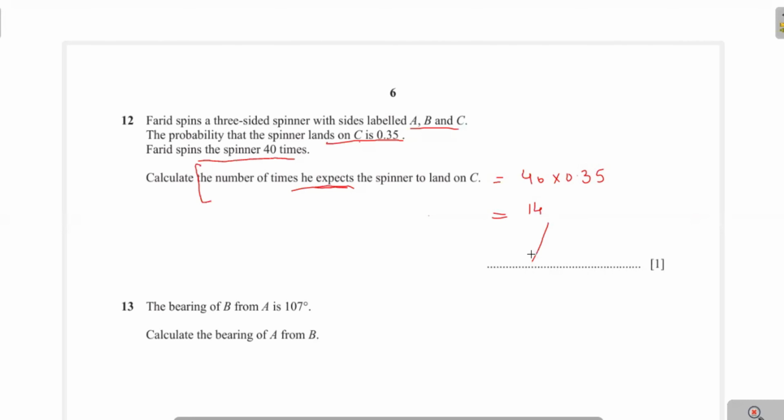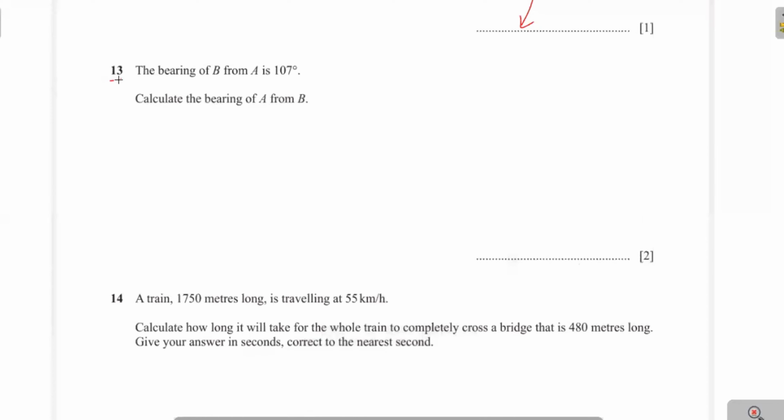And the 14 is the number of times he expects the spinner to land on C. This is the answer. Question number 13. The bearing of B from A is 107 degrees. Calculate the bearing of A from B. This is the position of A. And firstly, we will mark the north at A.